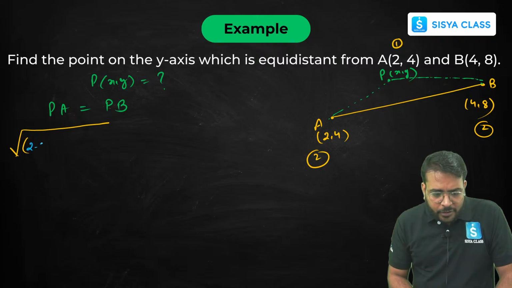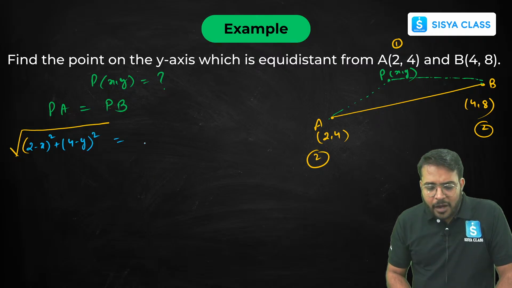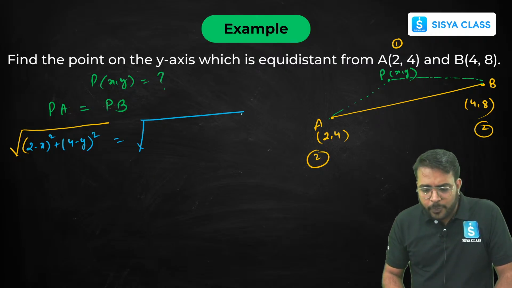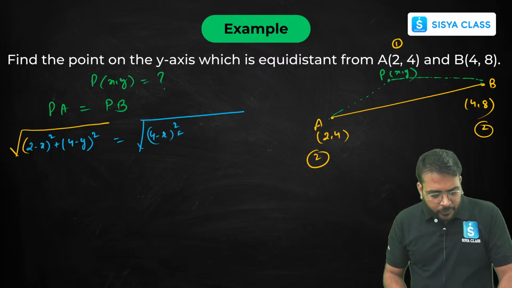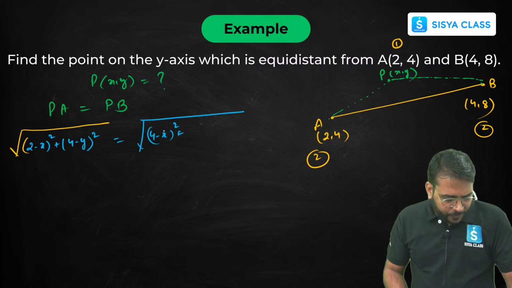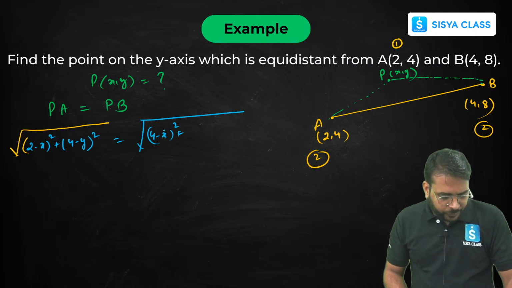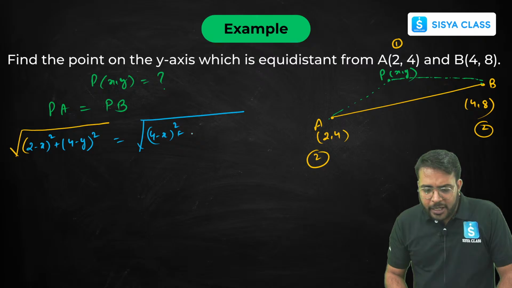It is going to be (2 minus x) whole square plus (4 minus y) whole square. Yes or no? All right. And what is going to be PB? What is going to be PB? PB means (4 minus x) whole square plus (8 minus y) whole square.